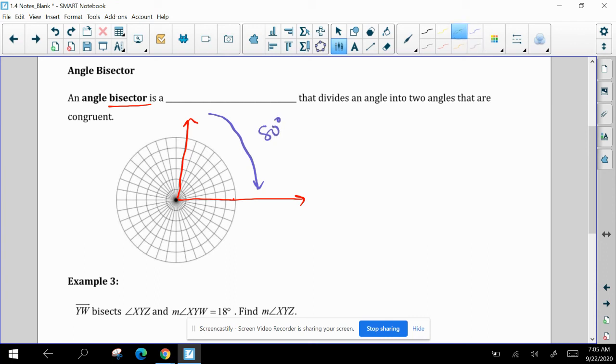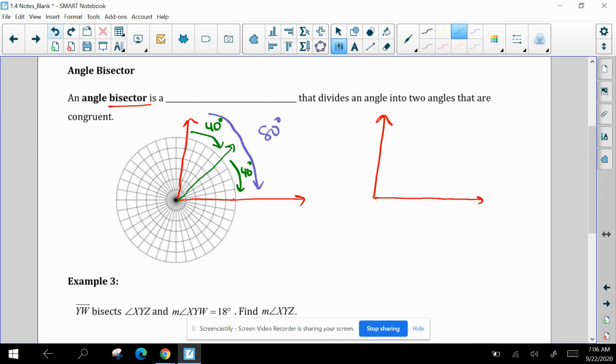So an angle bisector is essentially a ray that breaks my angle up equally into two parts. So this would be 40 degrees, or 4 wedges, and then this would also be 40 degrees, or 4 wedges. Right? And then to show that they are congruent, on my little circular grid, I can clearly see that it's 40 and 40. I don't have to really show any marks.